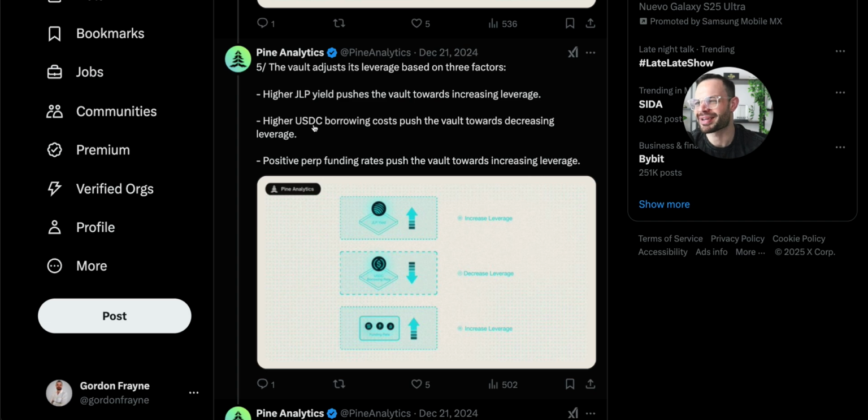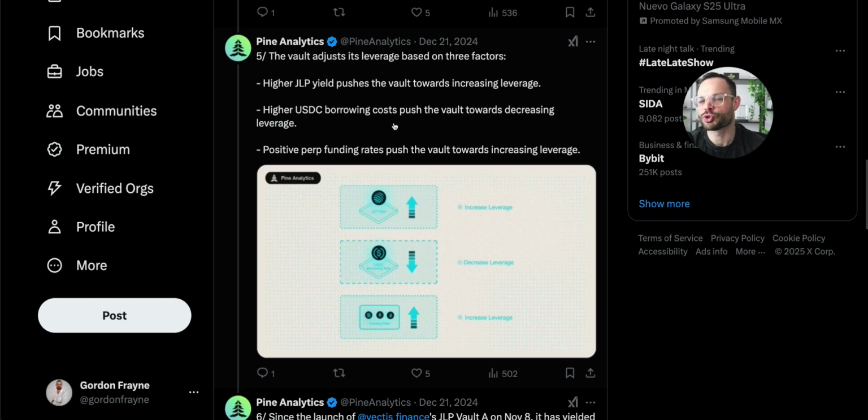Of course, if the USDC borrowing cost pushes higher, the vault will obviously decrease leverage. There's no point in increasing and maintaining high leverage if the cost to borrow the USDC is prohibitively expensive. And similarly, for the short positions against Bitcoin, Solana, and Ethereum, depending on the perp funding rate, the vault will also increase or decrease leverage depending on if that perp funding rate is positive or negative.